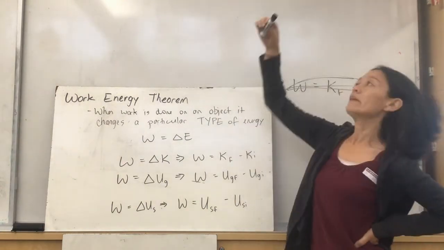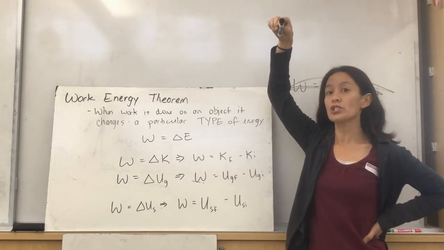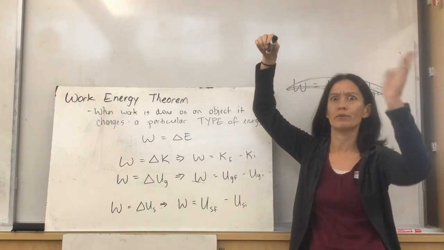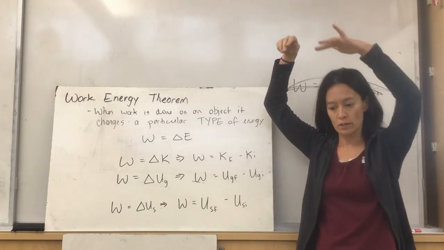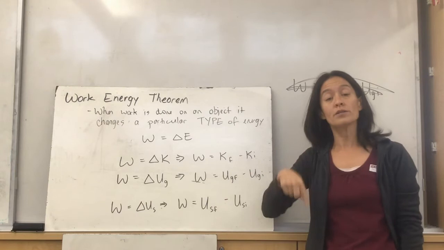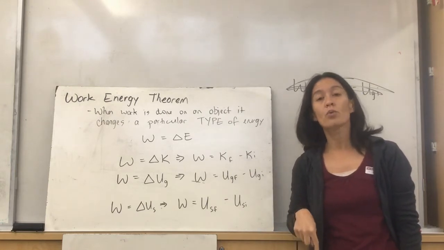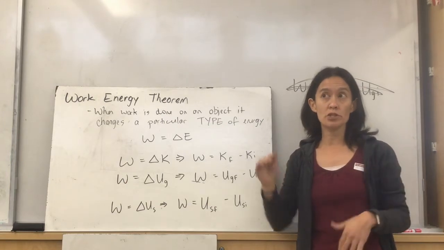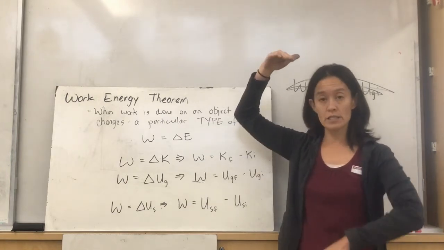I could say that work is causing a change in gravitational potential energy. It's going from potential energy of, I don't know, I'm just going to make up a number, 8 joules of energy to when it hits the floor, 0 joules of energy. So the work done by gravity is causing a change in gravitational potential energy of going from 8 to 0.